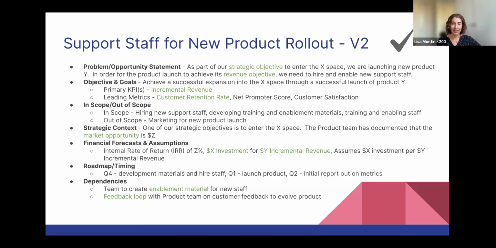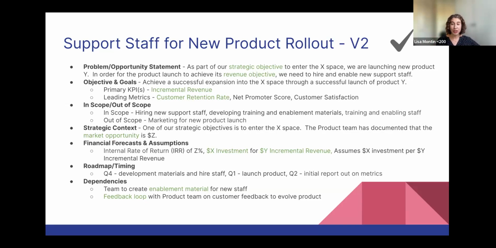Let's talk about the KPIs. So here, you have that primary KPI, which is incremental revenue. Great, so you're talking about revenue. But you have leading metrics of net promoter score, customer satisfaction. So those are still an important part of the story here. You just need to link those to incremental revenue. And one way you could do that is say, by having a certain amount of customer satisfaction, that's going to increase your customer retention rate, and that's going to increase your incremental revenue.